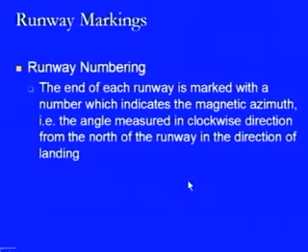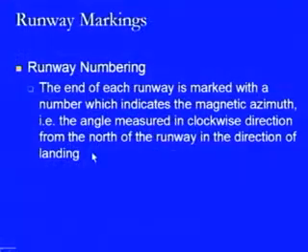Then another type of marking is the runway numbering. In this case, the end of each runway is marked with a number which indicates the magnetic azimuth. That is what we have seen in the previous diagram, where 20L was written. So, 20 defines the magnetic azimuth, that is the angle measured in clockwise direction from the north to the direction of landing on the runway. So, if we move with respect to the north direction in a clockwise direction, then at an angle of 200 degrees we show this runway strip, and for that it will be written as 20L.